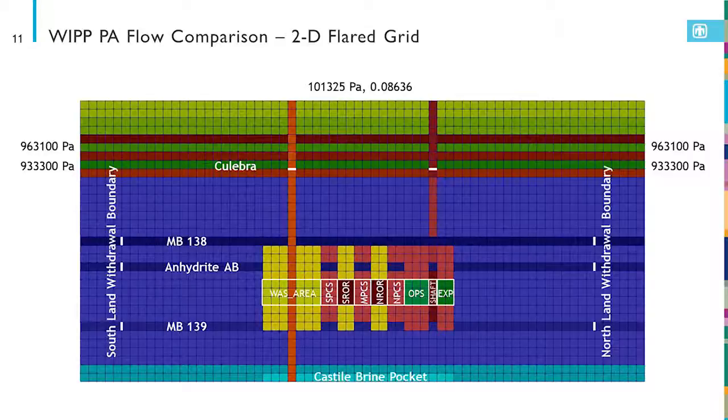We also compared volume-weighted average liquid pressure and saturation in each of the 3 panel closures in the operations area, in the 3 cells of the shaft that are at the level of the repository, and in the experimental area. And then we compared liquid flow across the south and north land withdrawal boundaries in the 3 marker beds. And we compared vertical liquid flow to the Culebra from the borehole and inside of the shaft.